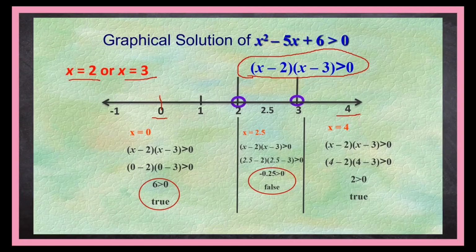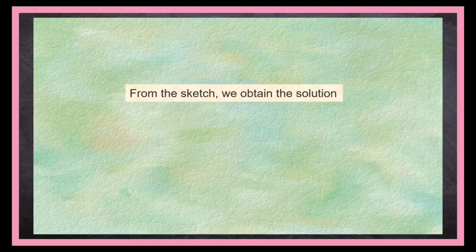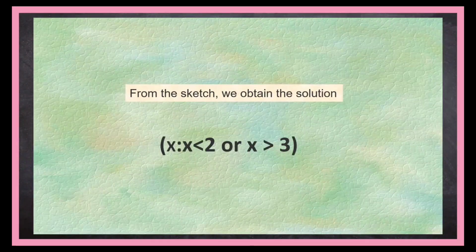So using the 3 test points, the first and the third part or region are true, so we will shade the number line from 2 to the left and from 3 to the right. Take note that the open circles are used in the graph to show that 2 and 3 are not part of the solution set. From the sketch, we obtain the solution, the set of all x's such that x is less than 2 or x is greater than 3. And that is the answer for number 1.